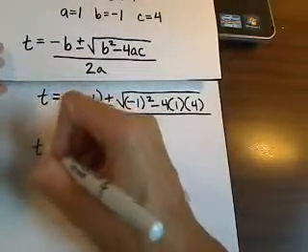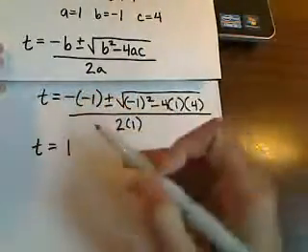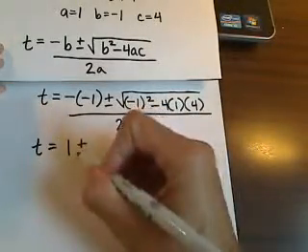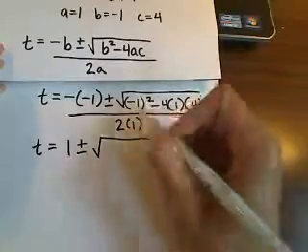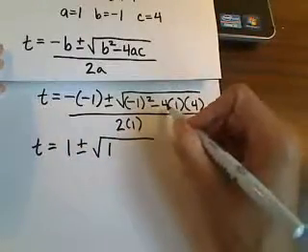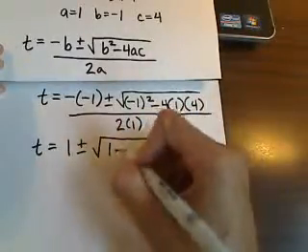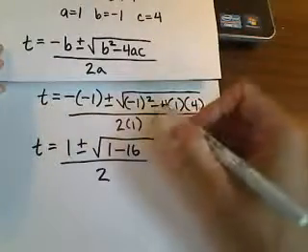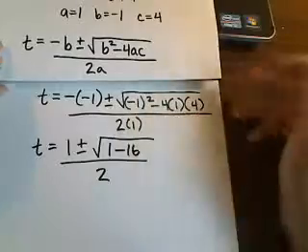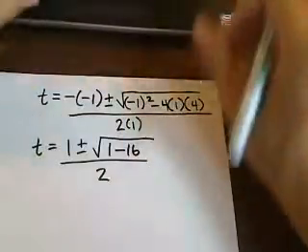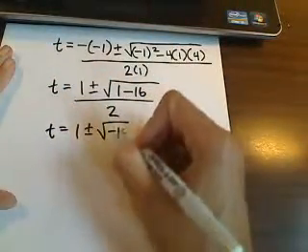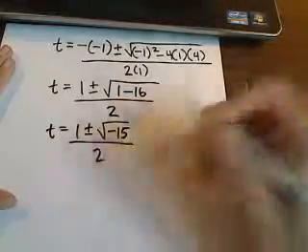Okay, so this is t is equal to, you know, the opposite, 2 negatives in a row is positive, so 1 plus or minus negative 1 squared is 1. We've got 4 times 1 times 4, so that's 16, so this is minus 16. And this is all over 2, and it's minus 16 because of the minus sign out front here. Okay. All right, so if we simplify, we're looking at t is equal to 1 plus or minus the square root of negative 15 over 2.